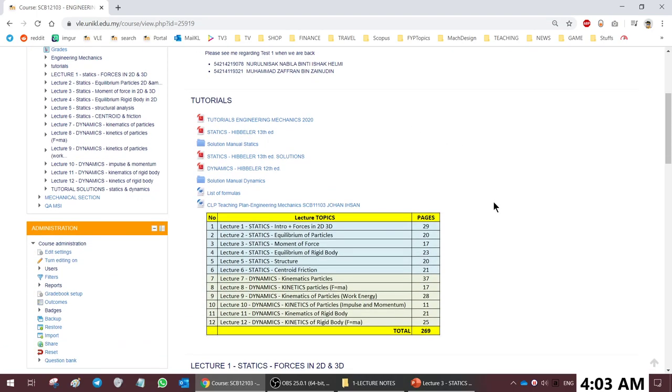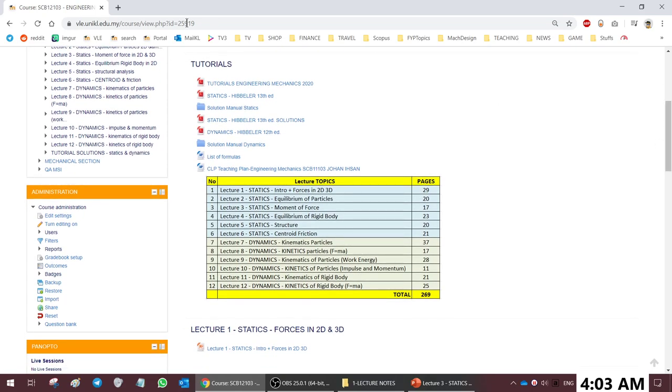A lot of things have also been refurbished. Look at our tutorials bar. We have a new engineering mechanics tutorial for 2020. Last time, you were taught without lecture notes, without PowerPoint, so I have revamped every lecture note. There are 269 pages all in all. Please review them. You can ask me anytime during the class.